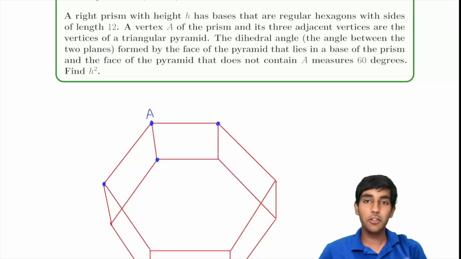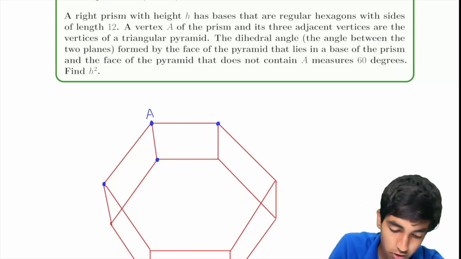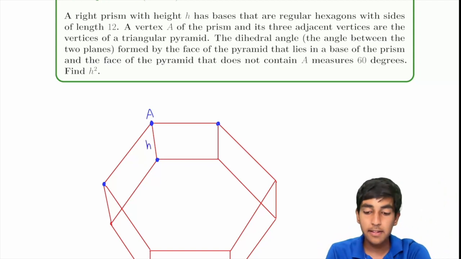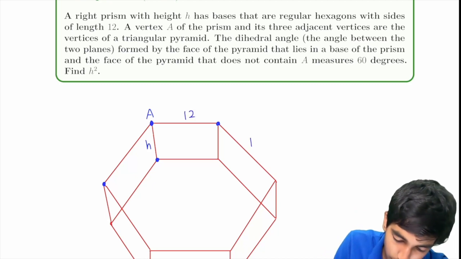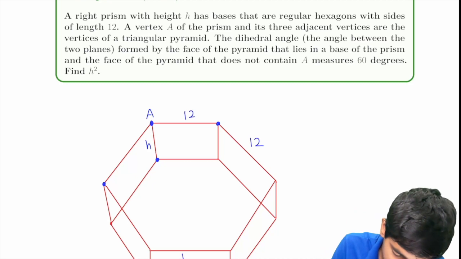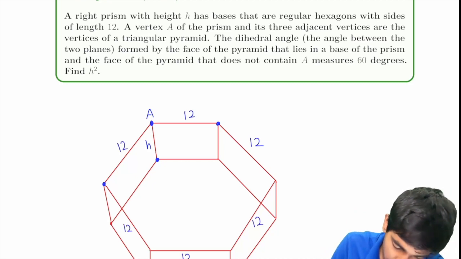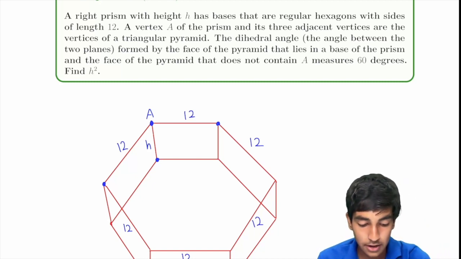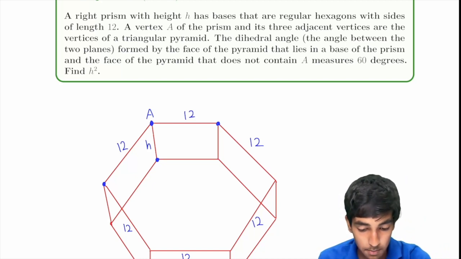Let's now move on to this problem over here. A right prism with height of h, which let's just say this is h, has bases that are regular hexagons with sides of length 12. 12, 12. Everything is going to be 12 across. A vertex A of the prism and its 3 adjacent vertices are the vertices of a triangular pyramid.